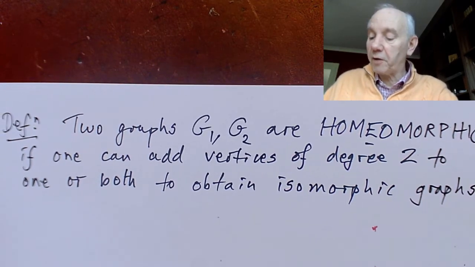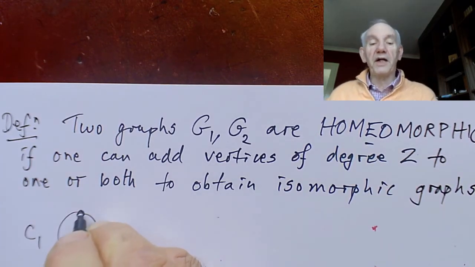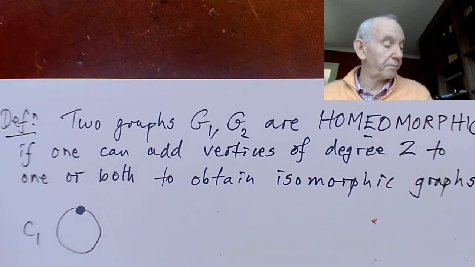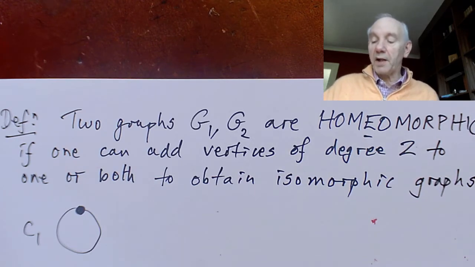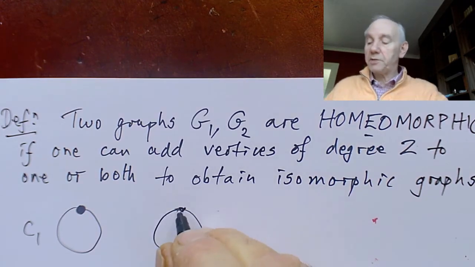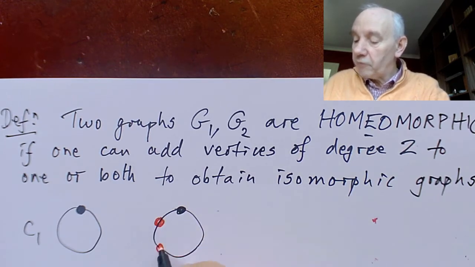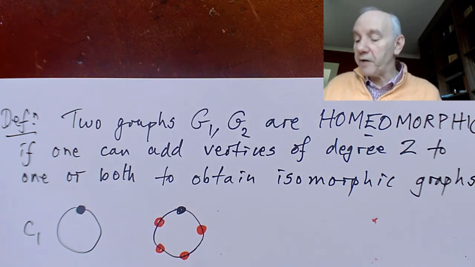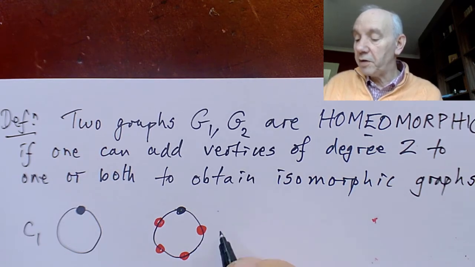Let's start with the cycle C1. We don't normally talk about this because it's not a simple graph, but that is a graph. It's 1 vertex and 1 edge that loops around. That's allowed. But I can add extra vertices of degree 2. I can take the same graph C1 and add as many vertices as I want of degree 2. Let's add 4 of them. So this would then be, if we regard the red dots as vertices, C5.